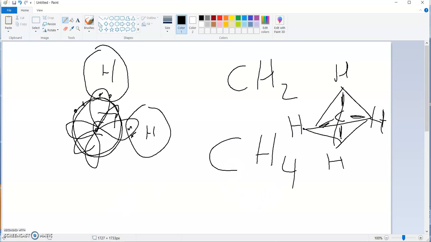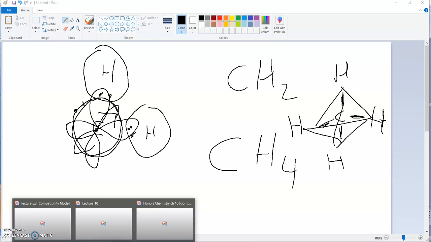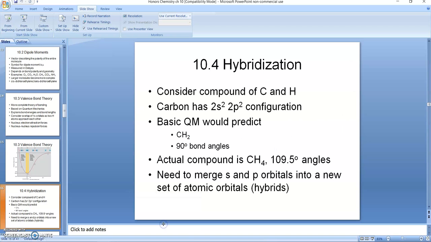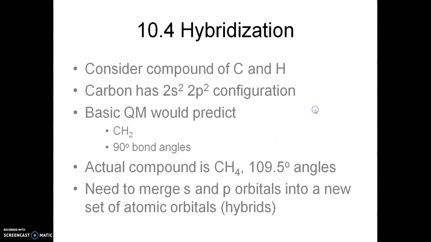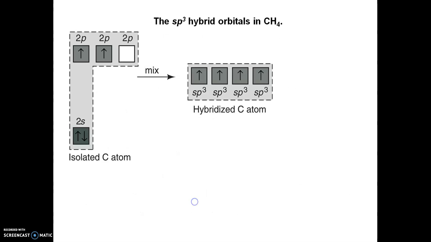Okay, so let me come back to the PowerPoint and we can continue from there. Okay, so we just discussed this. Basic quantum mechanics gets it wrong. The actual molecule has 4 hydrogens and a 109.5 degree bond angle, in other words, tetrahedron. So we need to form hybrid orbitals by merging the S's and the P's. Now, the rest of this is going to be looking at different possible hybrids that you could do.